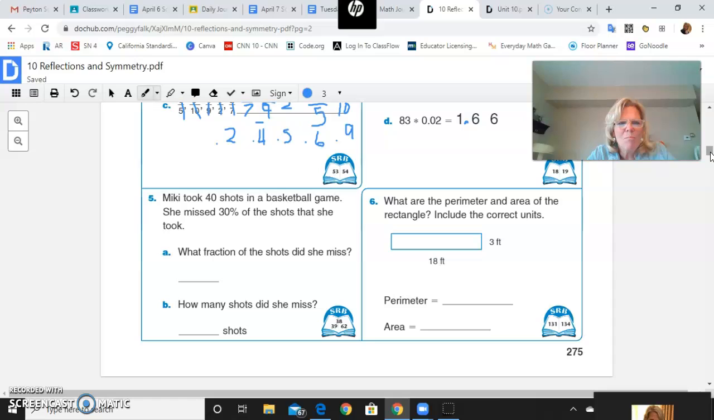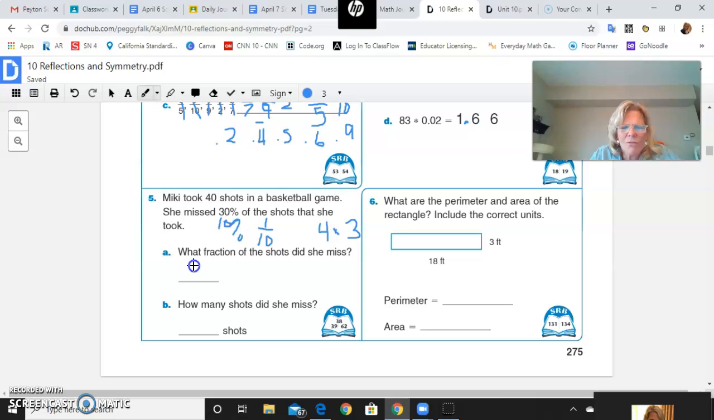Okay, number 5, Miki took 40 shots in a basketball game. She missed 30% of those shots. What fraction did she lose? Well, if you think about what's 10%, which is the same as 1/10, what's 1/10 of 40? Which would be 4. And I want 3 of those because 30% would be 3 of these. So 4 times 3 would be 12.